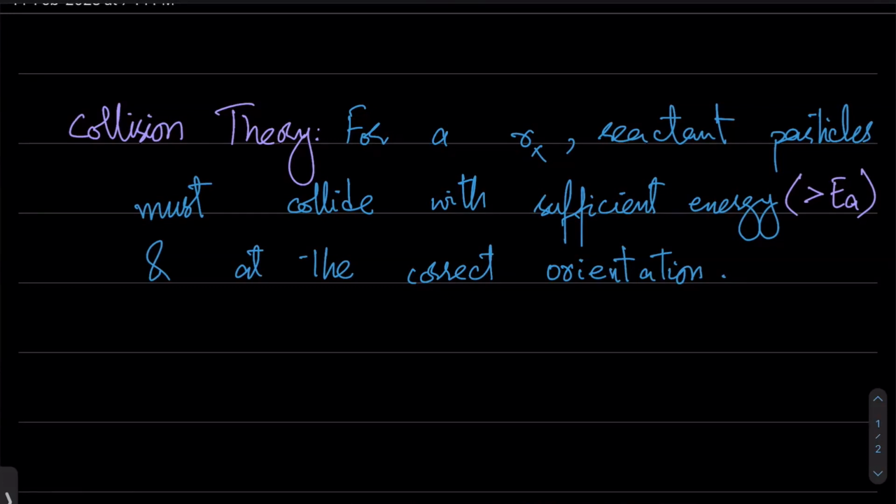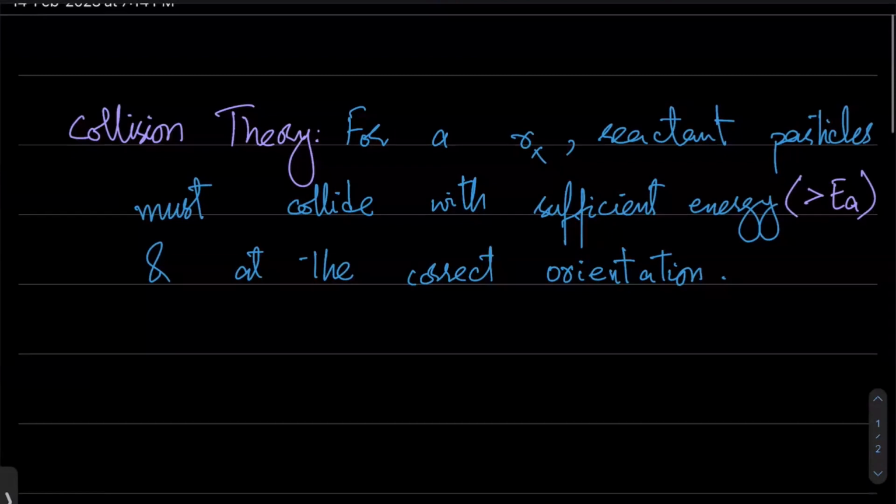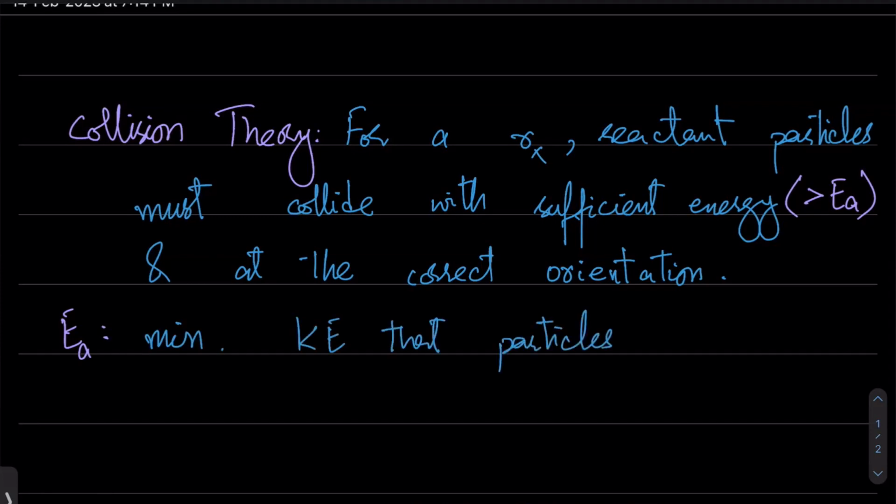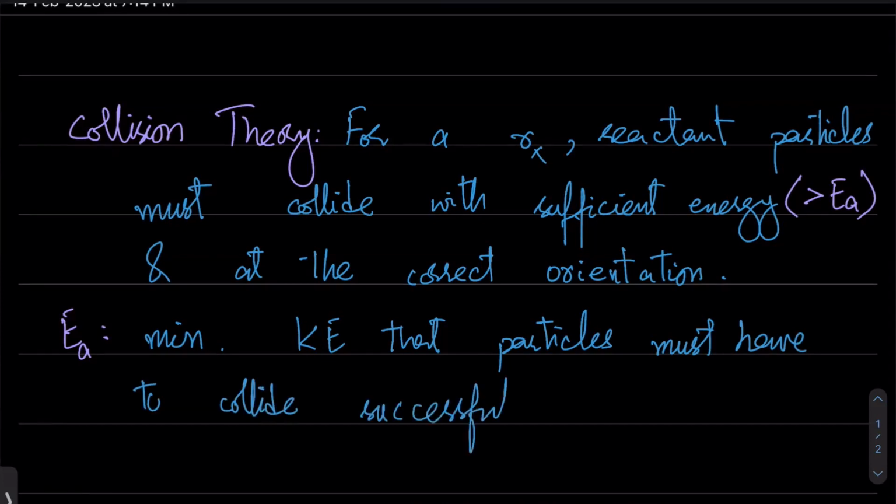Okay. What form of energy is activation energy? It is kinetic energy. So it is the minimum kinetic energy. So activation energy is the minimum kinetic energy that particles must collide with to collide successfully. And what do we mean by colliding successfully? We mean that the reaction occurs. If the reaction does not occur, we say it's not a successful collision.